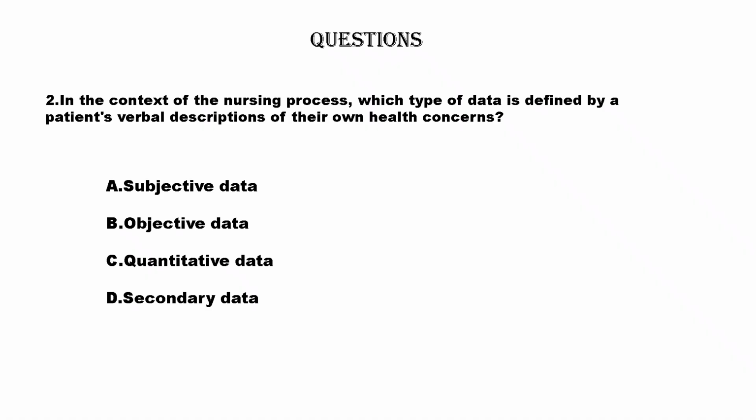In the context of nursing process, which type of data is defined by a patient's verbal description of their own health concern? Correct answer is A.